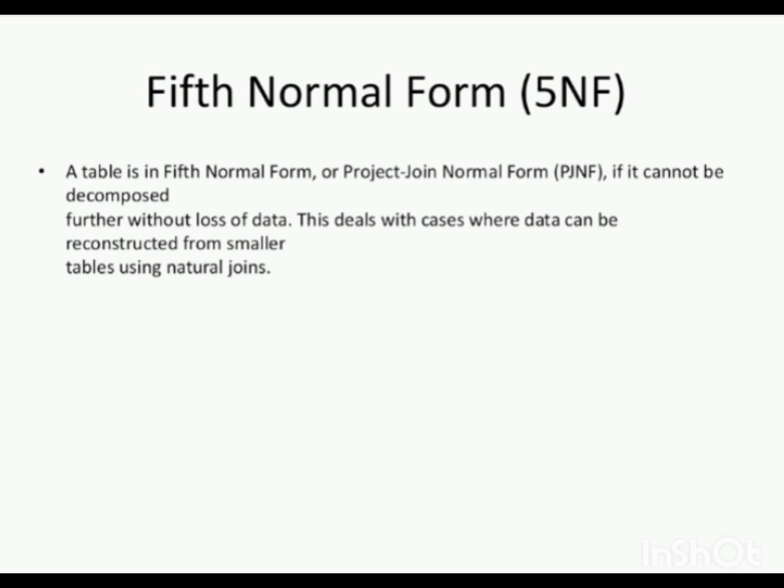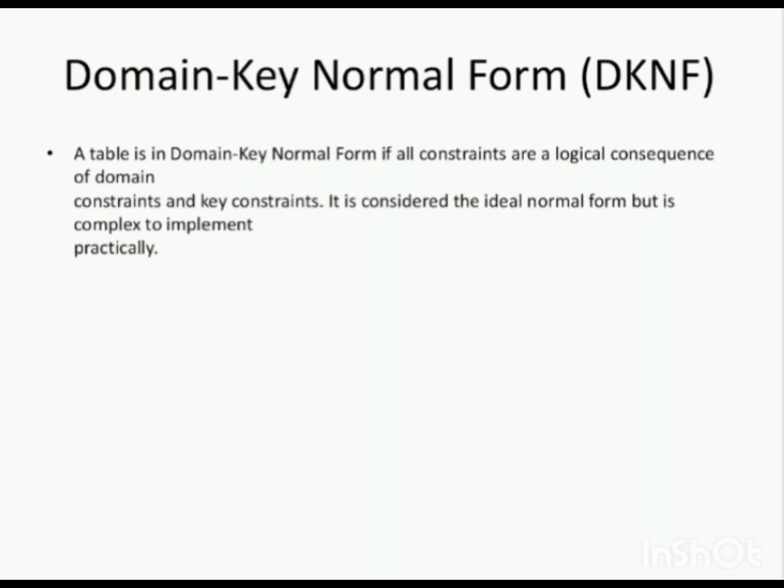Next, domain key normal form. A table is in domain key normal form if it ensures logical consistency through domains and keys. It is considered the ideal normal form, but it is practically complex.